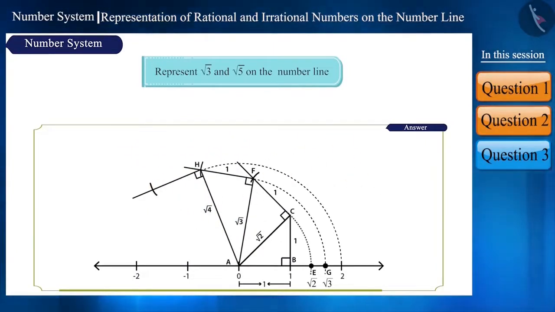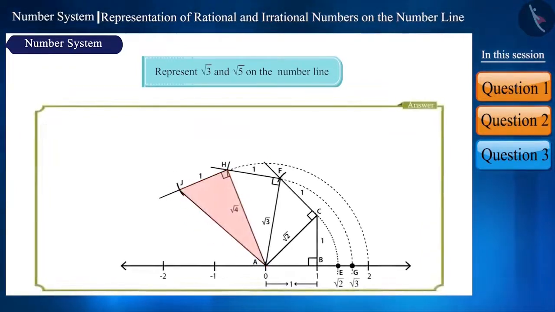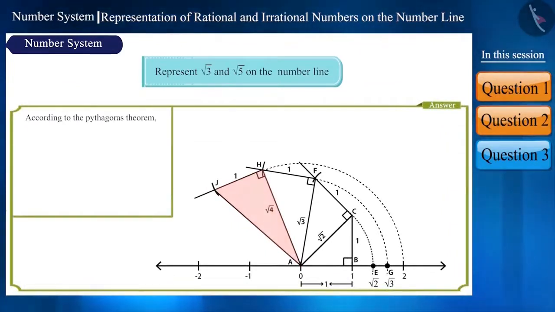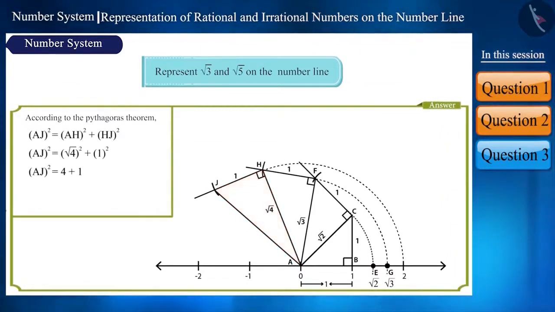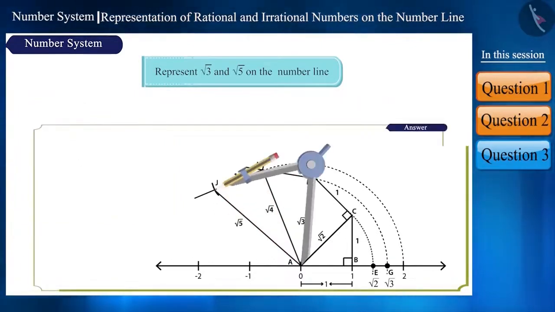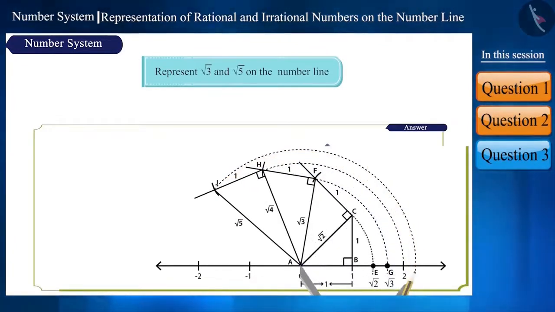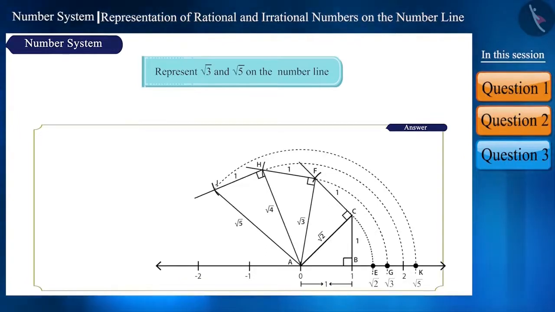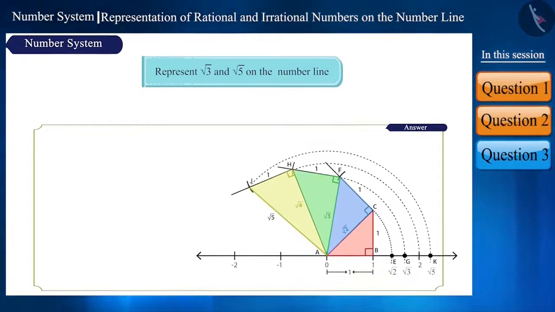a distance of 1 unit using a compass and draw an arc on the perpendicular which cuts at point J. Now, draw a line joining point A and J. We get a right-angled triangle AHJ. In triangle AHJ using Pythagoras' theorem, we will get AJ as root 5. Measure the length AJ using a compass and keeping A as center, draw an arc on the number line which cuts it at point K. Point K represents root 5 on the number line. The formation obtained as a result of this process is called the square root spiral.